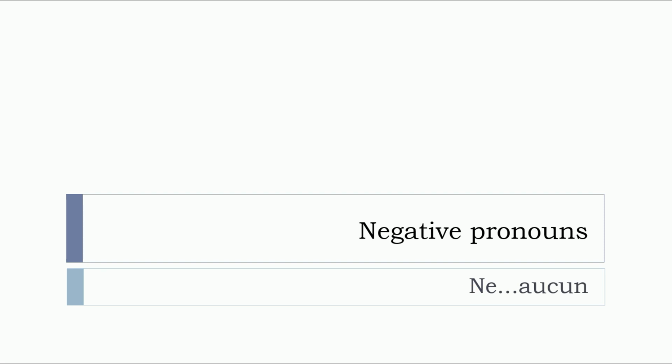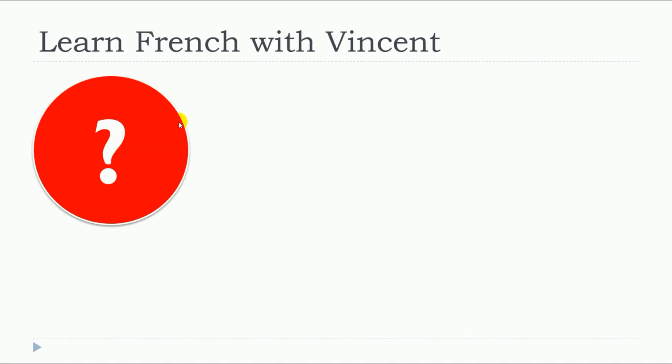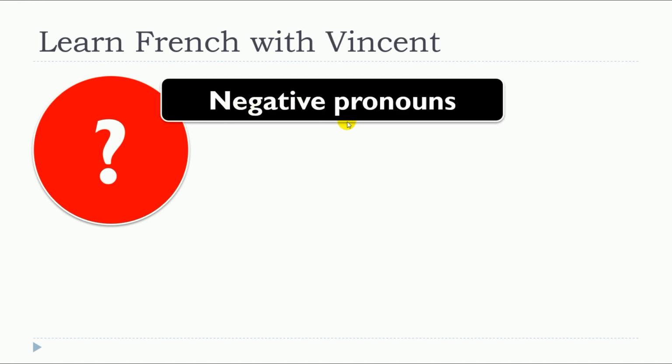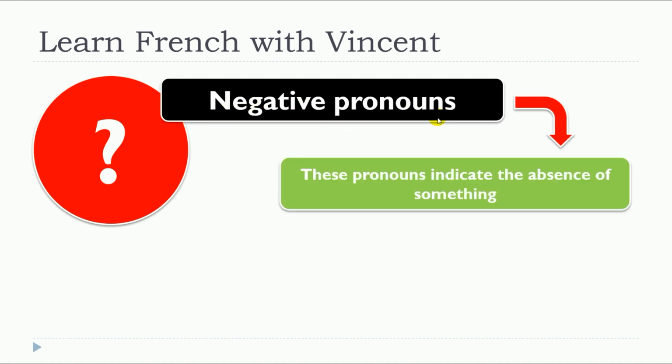In this lesson, we will see together the negative pronouns, but more precisely, we will see ne, aucun. So the first thing that we need to define is the negative pronouns. So these pronouns indicate the absence of something.